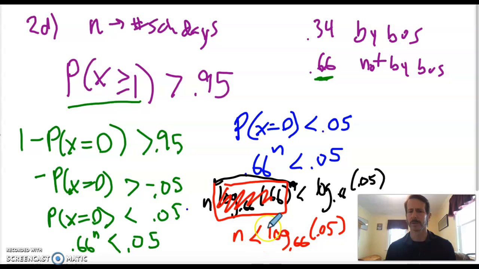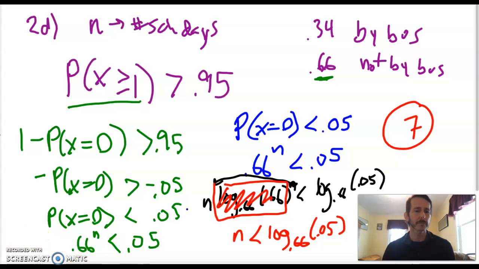And I believe this answer is 7 point something or other. So since n has to be less than that, I think the answer is 7 days. But you can double check. I don't have a calculator right in front of me, which is awkward for a math teacher, but that is the truth.